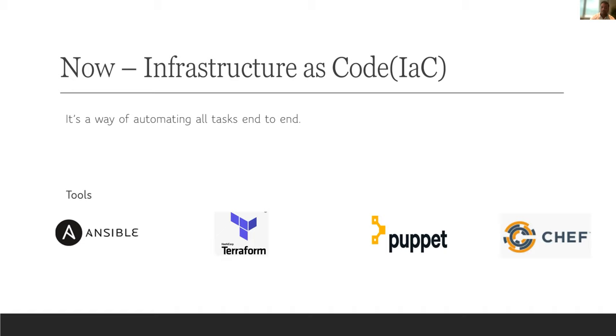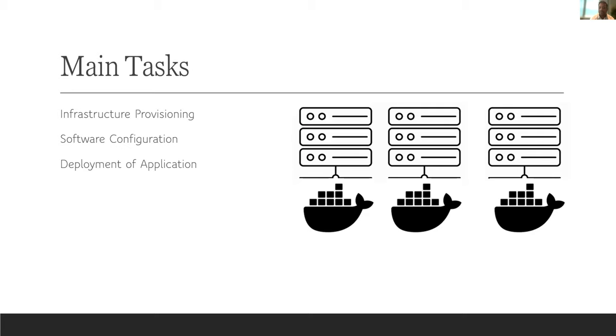The main task for infrastructure as code is infrastructure provisioning, like creating the server, spinning it up, installing the software and configurations, and also deploying the application. Before Docker came into the picture, software configuration and application deployment were two separate tasks. Now we can merge them into a single task and deploy it as a container, which contains all the inbuilt software for that application to run.